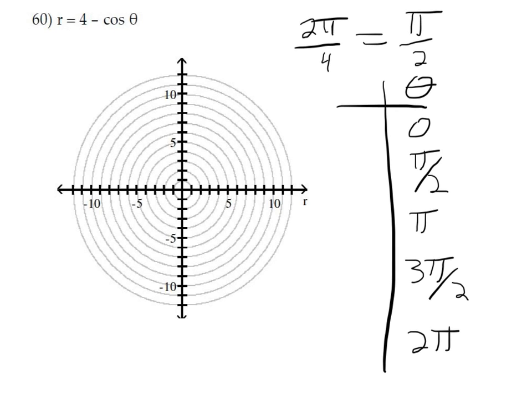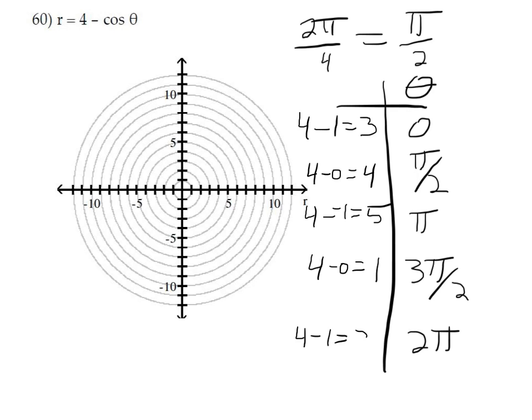Starting with 0, plugging in 0 into cosine. Cosine of 0 is 1. 4 minus 1. So we'll get 4 minus 1 is 3. Then cosine goes to 0, so that would be 4 minus 0 is 4. Then it's at negative 1. 4 minus negative 1 is 5. Then it's at 0. 4 minus 0 is 1. And then it's at 1. 4 minus 1 is 3.